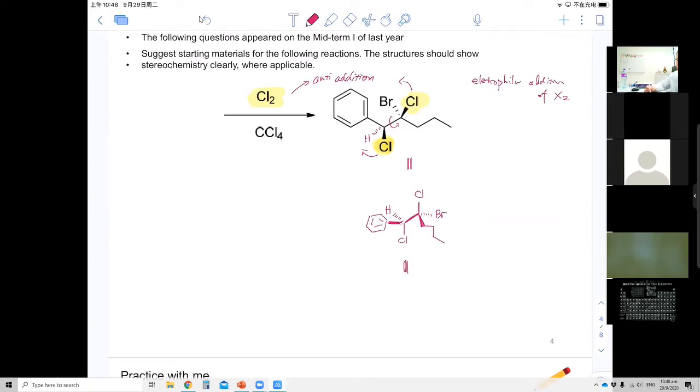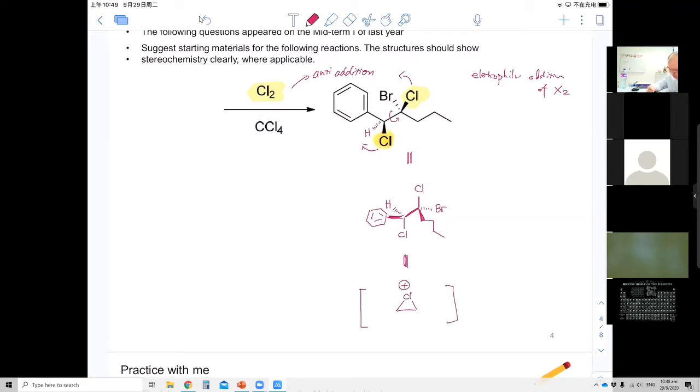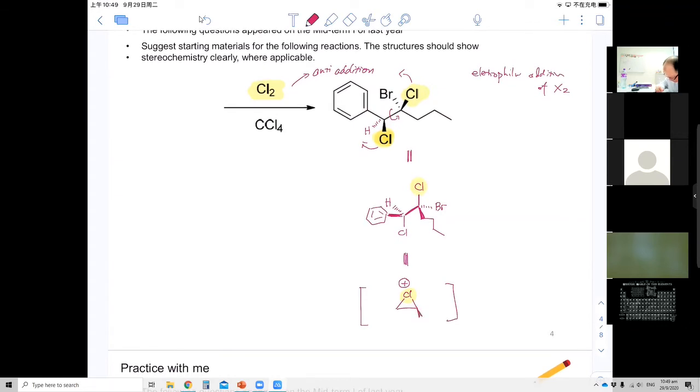The anti-addition usually goes through, if it's bromide, a bromonium ion, right? For the chloride, a chloronium ion. So what does that look like? You draw a 3-membered chloronium ring, and let's say this chloride is this chloride. Then you will still have butyl pointing up to you, the bromide pointing back, the phenyl pointing up to you, and the H pointing back. Everybody can understand this, right? Basically, this chloride will attack here to open this bond to give this chloride. I'll draw it here to understand. This is how this anti-product is generated.